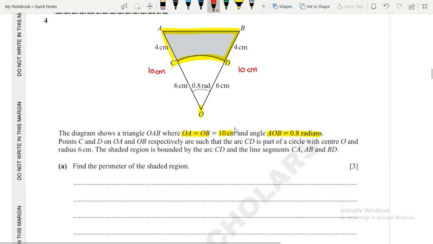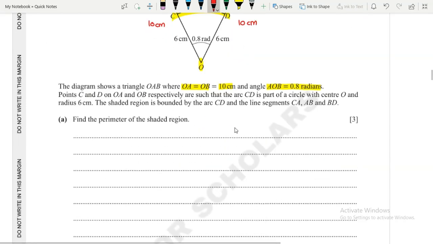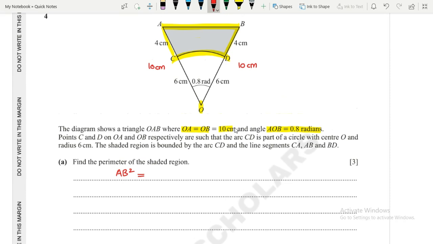So first of all, let's find out the unknown length AB. So it will be AB square. I hope you remember the formula for this. AB square is equal to OA square plus BO square minus 2 AO BO and cos of that angle which is in front of the AB. So it will be cos of 0.8. Now if you just work this out, it will be 10 square plus 10 square minus 2 into 10 square, because both of them are the same, and cos 0.8 radians.